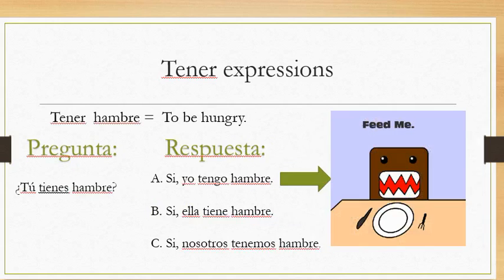With that being said, another expression dealing with hunger and thirst is tener sed, to be thirsty. And just like with tener hambre, you conjugate the verb tener for the person who is thirsty, and then instead of using hambre for hunger, you use sed for thirst. One more tener expression is tener prisa. That means to be in a hurry.